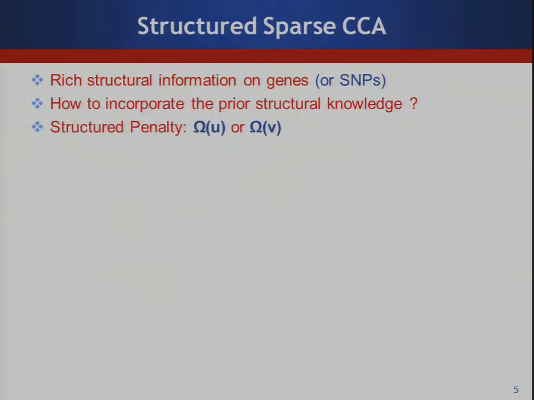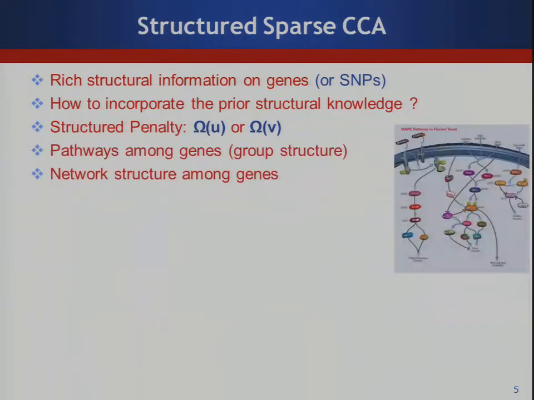A common strategy is to use the structure penalty that has been proposed and studied in the last 5 years. In general, we denote the structure penalty as omega U or omega V. In today's talk, I will mainly focus on 2 structures. The first one is the pathway structure among genes, and the second one is network structure among genes. A pathway is a whole group of genes that are correlated together and co-function in some biological process to perform certain functionality, so we can view this as a group structure among genes. The second one is the network structure, which, for example, can be obtained from the correlation network or gene regulatory network.